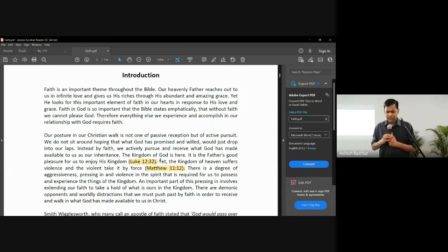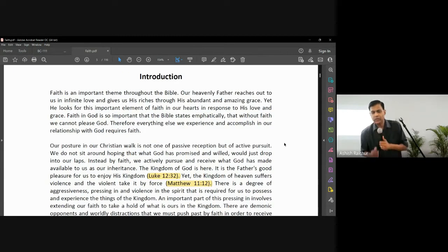So think about this. Luke 12:32, Jesus said, it's your Father's good pleasure to give you the kingdom. You all following me? Any doubts? Following, right? You're with me? Okay. So Luke 12:32, it's your Father's good pleasure to give you the kingdom. He wants to give it to you.